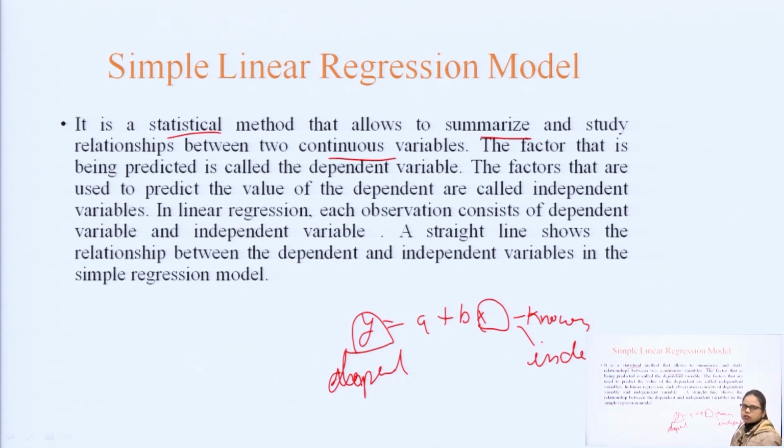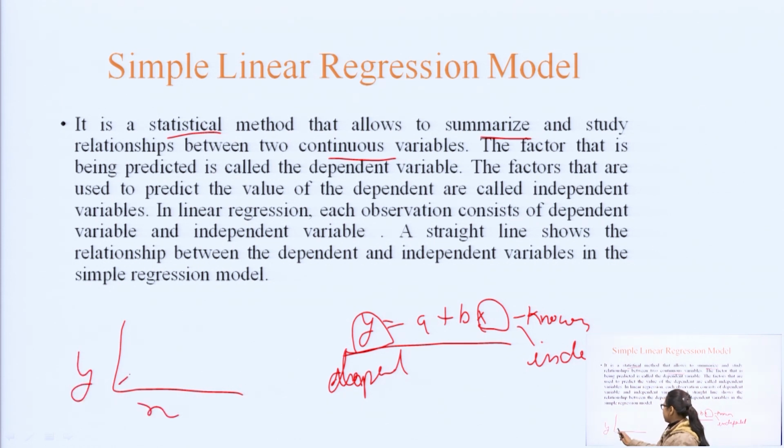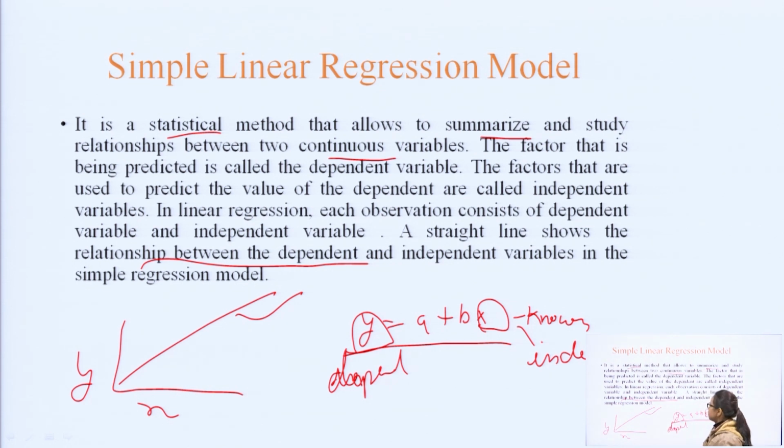In linear regression, each observation consists of a dependent variable and an independent variable. It means this is the equation of regression and it consists of both dependent and independent variables, which makes a straight line showing the relationship between the dependent and independent variables in the simple regression model. I have shown you earlier, this is y, this is x, and the line shows the relationship between the dependent and independent variable in the simple regression method.